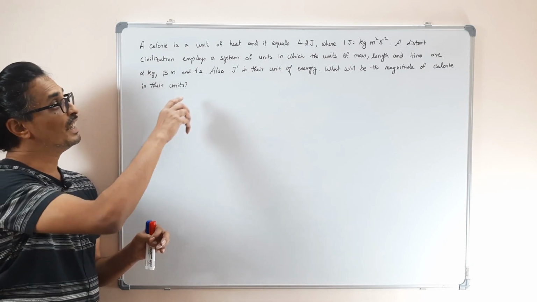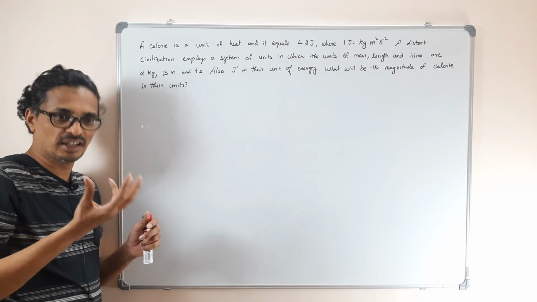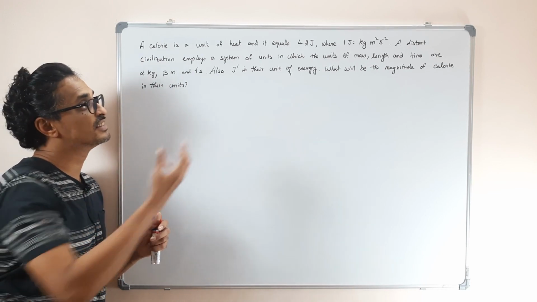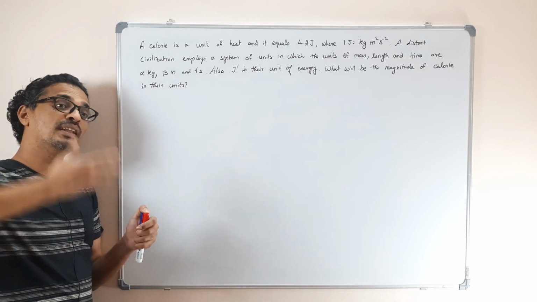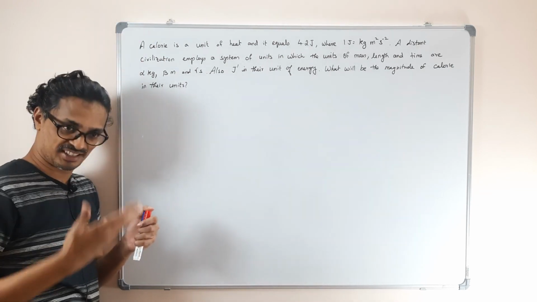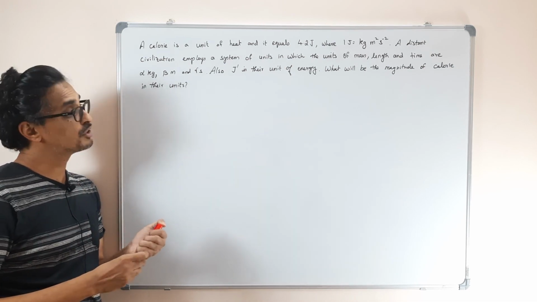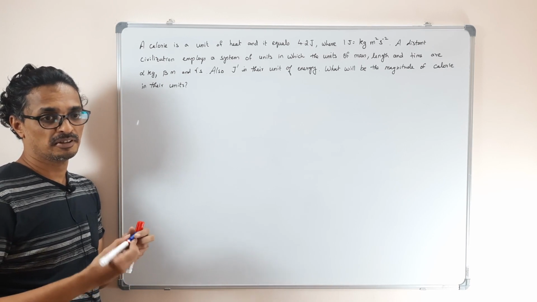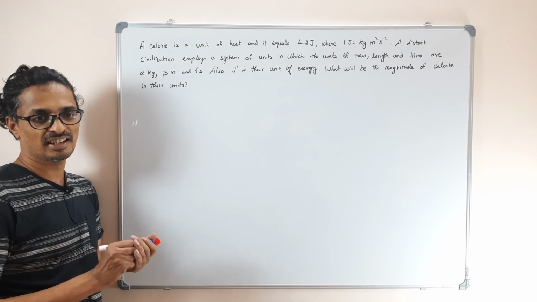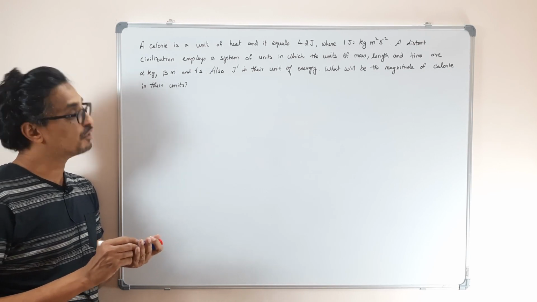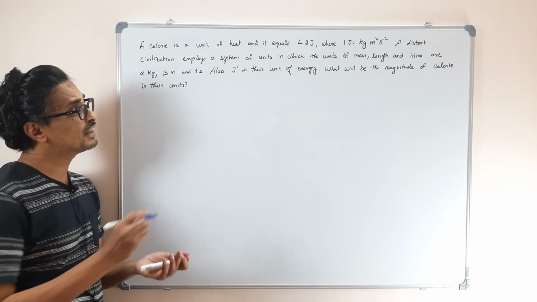That means 1 calorie of heat is equal to 4.2 joules in the SI system. What will that be in their units? Can you do this problem? Is it tough? Dimension analysis. How will you do it? The dimensions are already given.